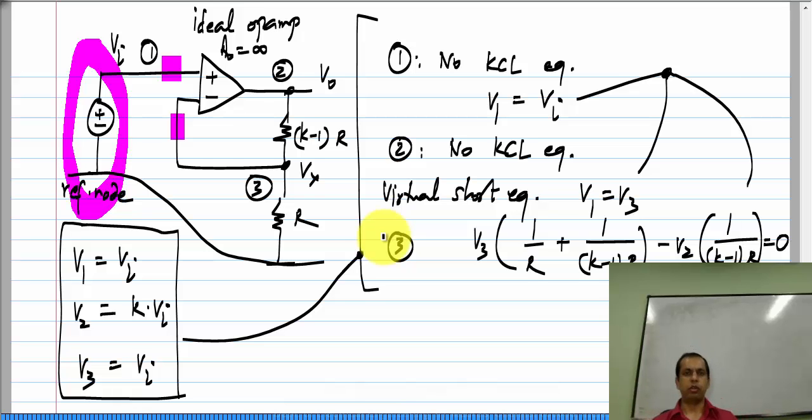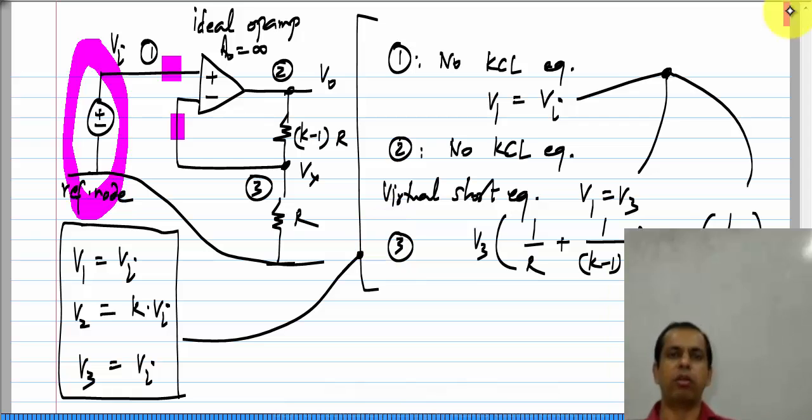So, if you have a complicated circuit with many op amps, again, you cannot write Kirchhoff's current law equations at the op amp outputs. So, you forget that, and you instead write the virtual short equation for that particular op amp. Clearly, this method applies only when all the op amps in the circuit are in negative feedback, which has to be checked separately. Okay. So, then you will have as many equations as you have unknowns.